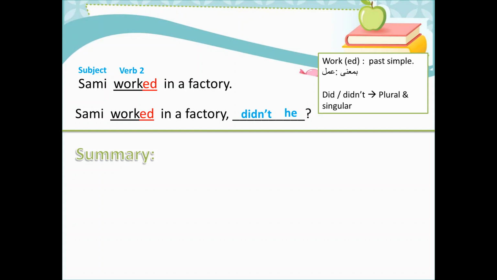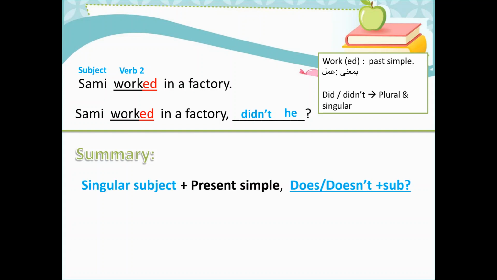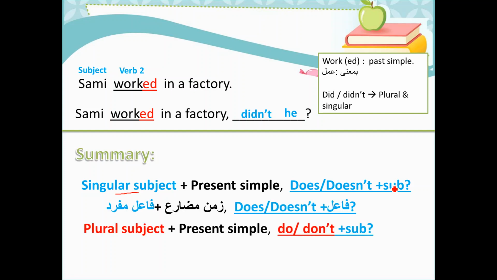To recap everything we said previously, so if we have a sentence عندي جملة and it is in the present simple في المضارع البسيط, I have actually to take a look at the subject. I do care about the subject. بطلع على الفاعل. If it is singular, then we have to use does or doesn't plus the subject of course. And if the sentence is in the present simple, الجملة أيضا في زمن المضارع ولكن الفاعل plural يعني جمع, so we have to use do and don't plus the subject. Okay.